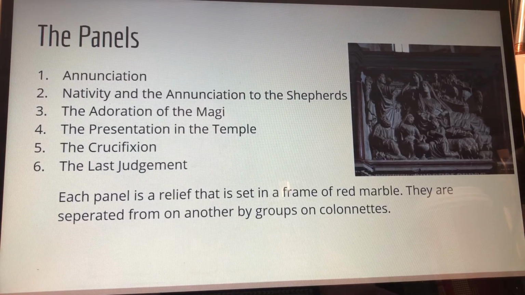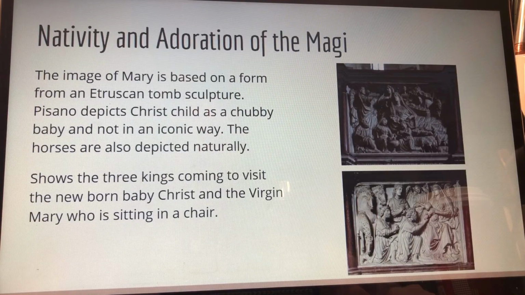And the 6 panels that are on top of the pulpit are the Annunciation, Nativity and the Annunciation to the Shepherds, the Adoration of the Magi, the Presentation in the Temple, the Crucifixion, and the Last Judgment. Each panel is a relief that is set in a frame of red marble, and they are separated from one another by groups of colonnettes, I believe to be 3 colonnettes. The first panel I'll be talking about is the Nativity and Adoration of the Magi.